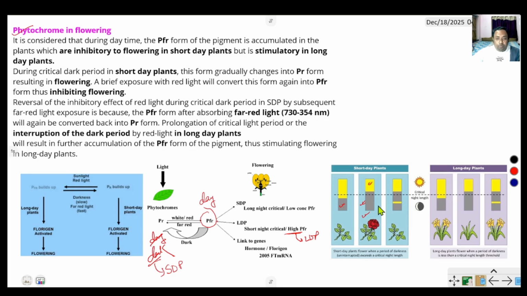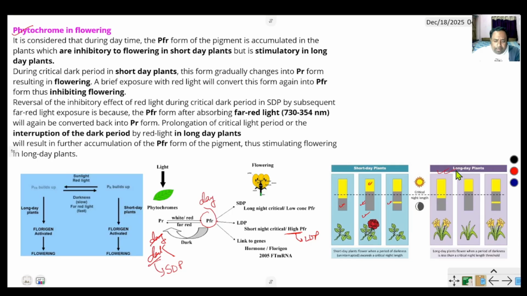But if we apply some red light during this dark period, no flowering occurs in short day plants. If we use some red light, no flowering occurs.